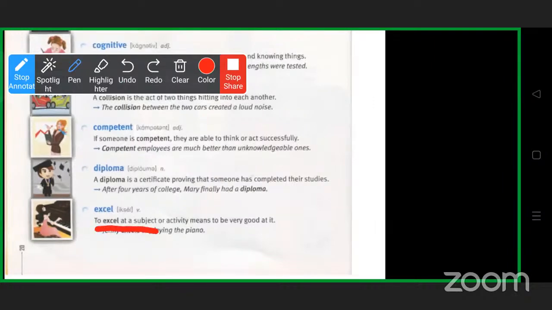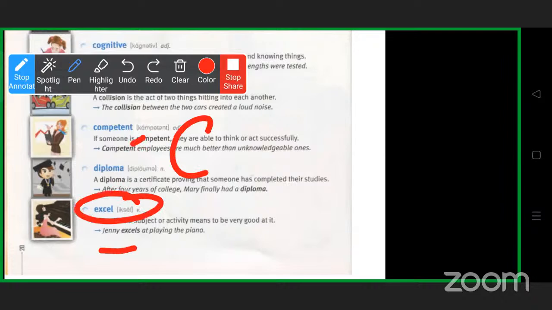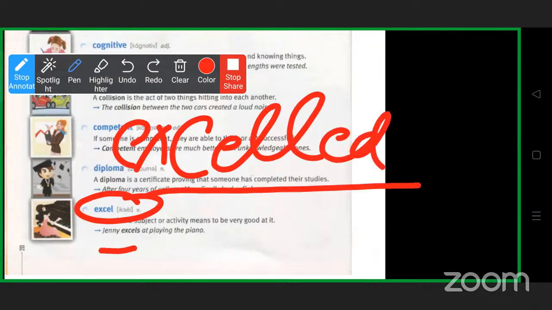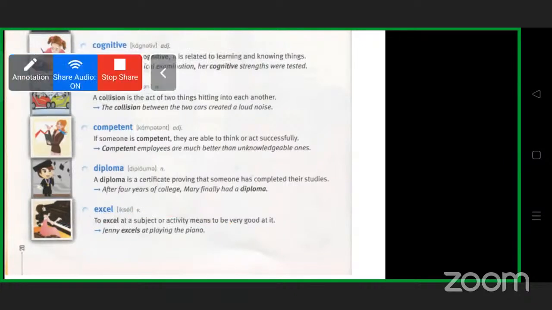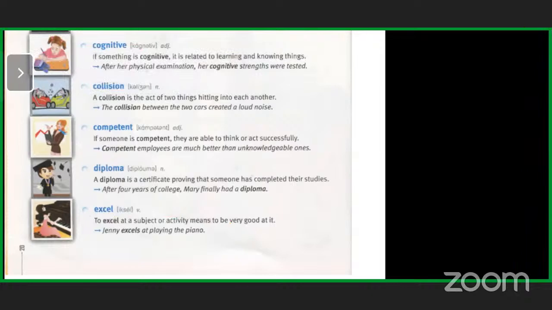To excel at a subject means you are very good at it. That means when you are good at something, you are excellent. You are excelling in that field. So Jenny excels. Excel is a verb here, or if it is to be written in the past form, excelled. Jenny excels at playing the piano. So she excels at playing the piano. That means she is learning it very fast and she is able to do it faster.